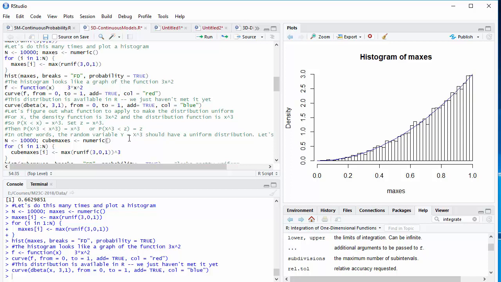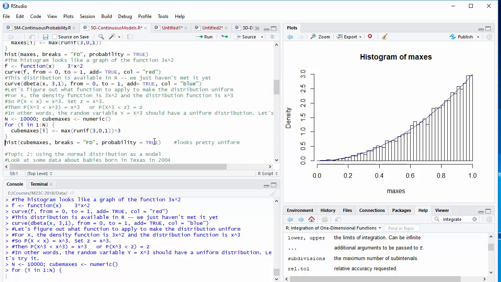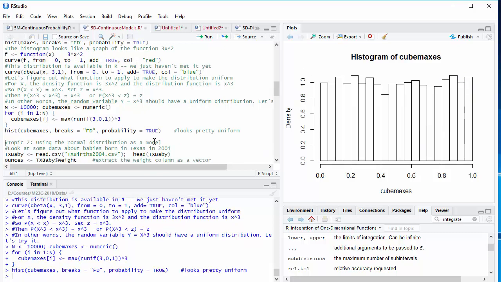Okay, cube maxes is a numeric vector with 10,000 slots, and I will fill it in by generating 3 random numbers between 0 and 1, taking the largest of them and cubing the result. And bingo! A histogram of the results looks very nearly uniform. This can be a very useful trick for data analysis.